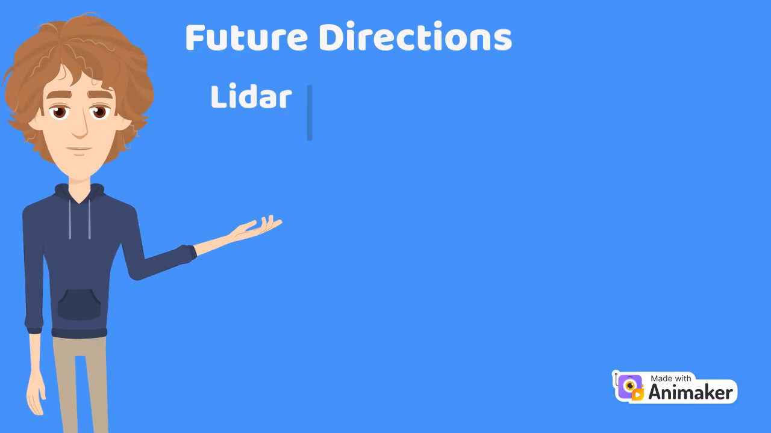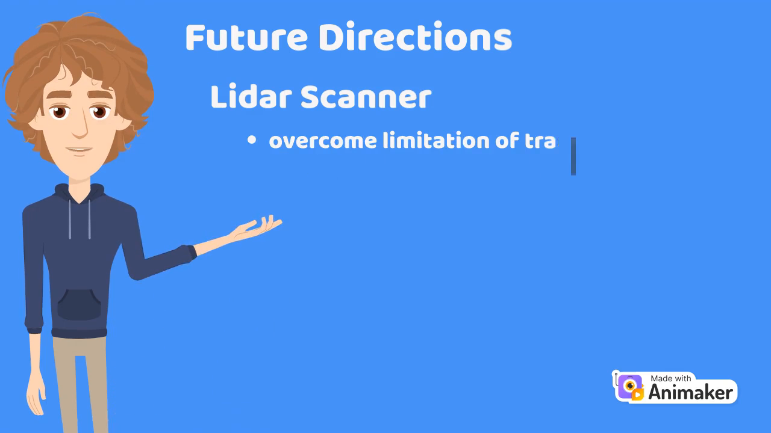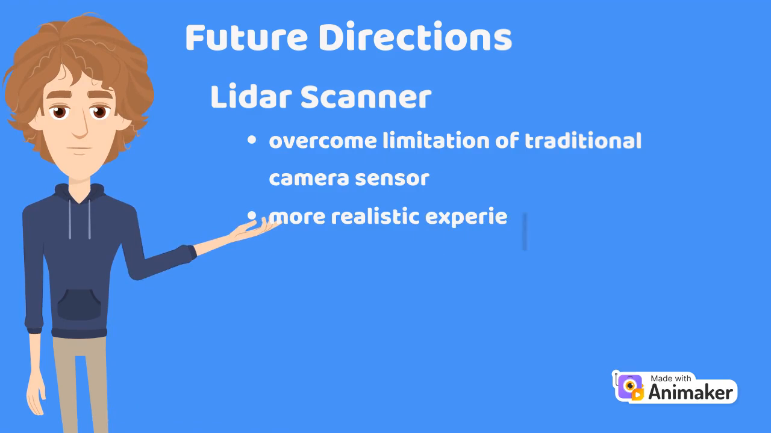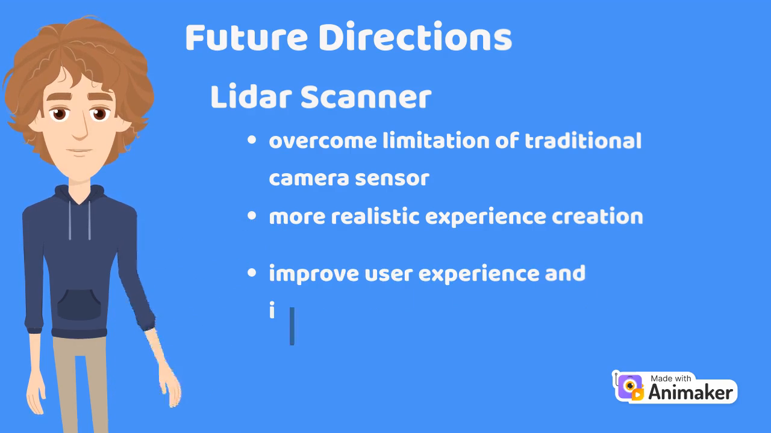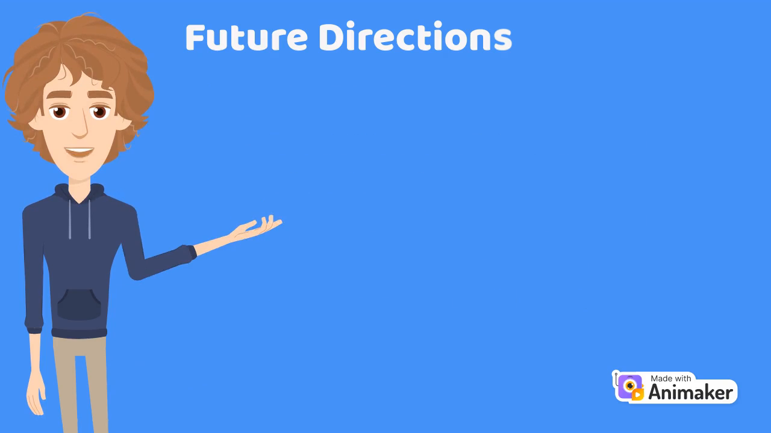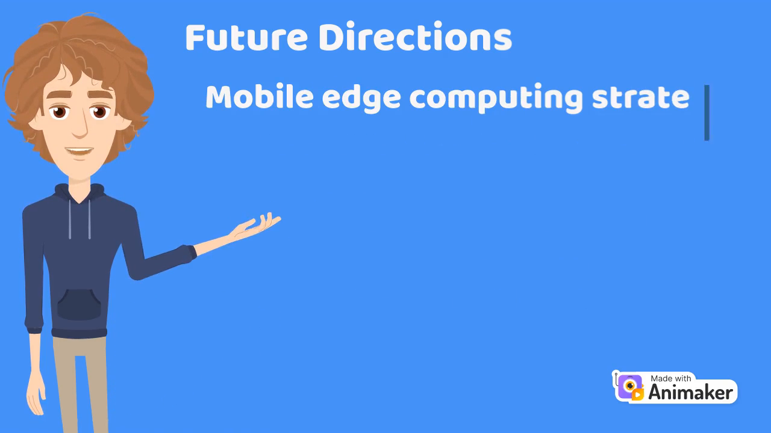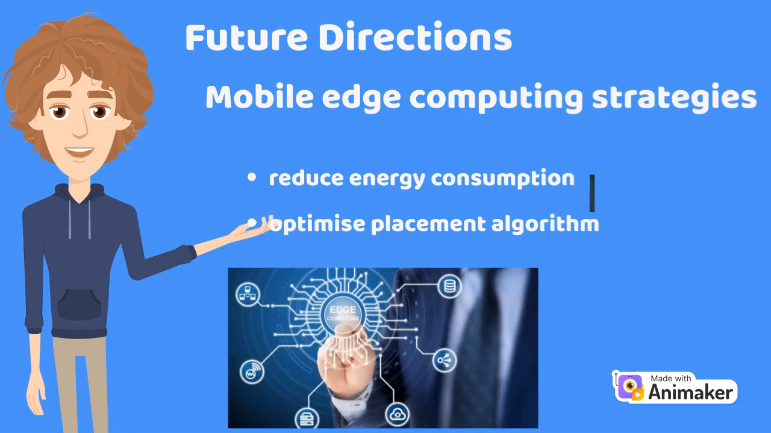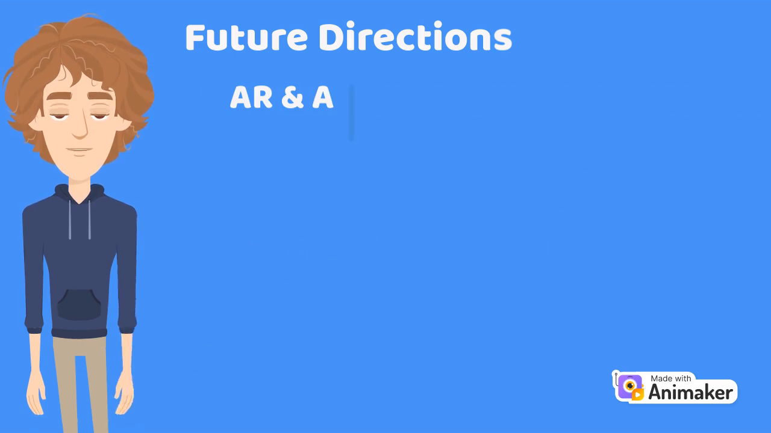First is the LiDAR scanner. LiDAR could overcome the limitations of the camera sensor. It could provide a more realistic experience. It's reasonable to believe that the LiDAR scanner would bring significant improvement regarding user experience and interactivity. Second is to study the proper strategy for how edge computing could be used to reduce energy consumption and optimize placement algorithms. Lastly is MAR and AI.